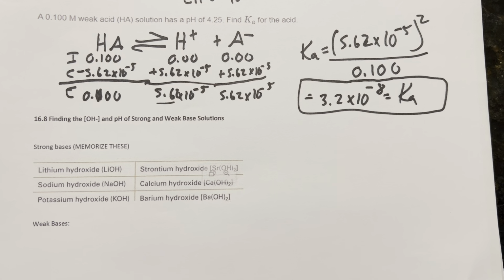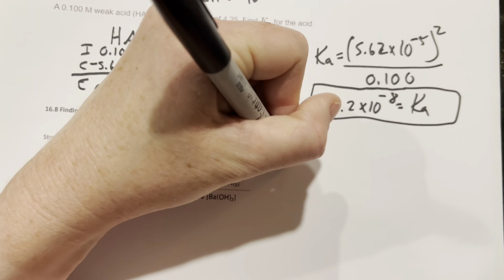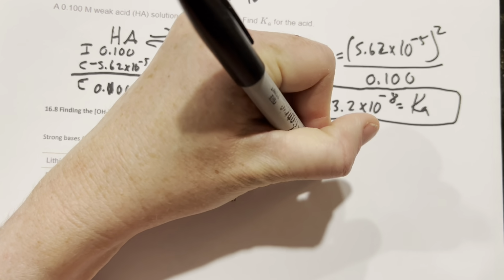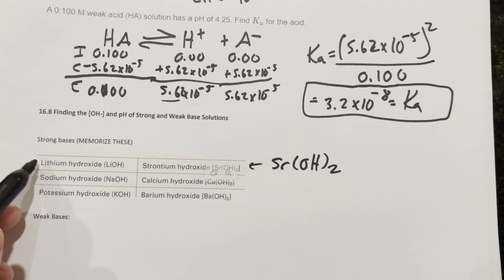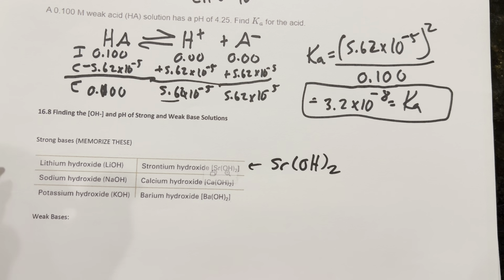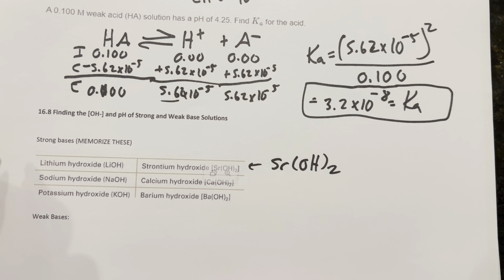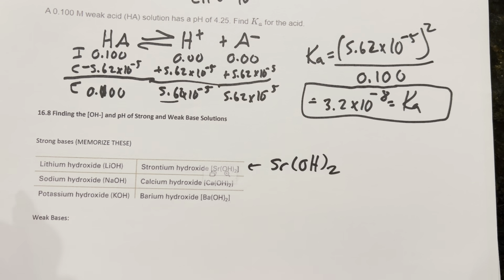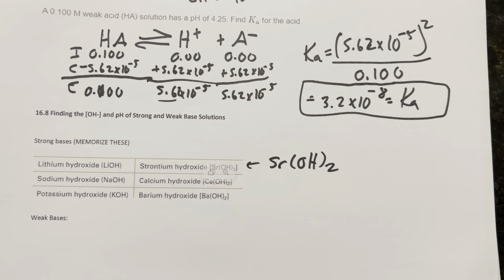Now we're moving on to bases. So memorize these strong bases. Boy, this didn't come out very well. This one right here is Sr(OH)2, strontium hydroxide. So we have lithium hydroxide, sodium hydroxide, potassium hydroxide. Notice these are all in the first column. The lithium, sodium, and potassium are in the first column on the periodic table. These guys are in the second column on the periodic table. When we pair them with a hydroxide, it makes what we call a strong base.